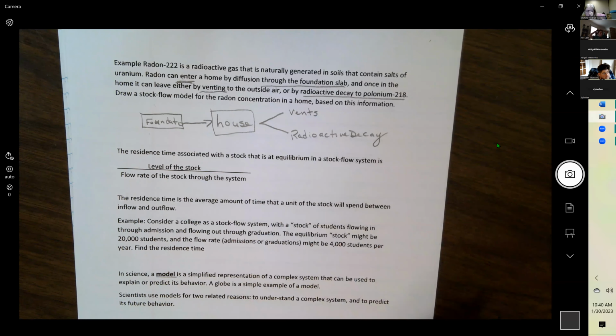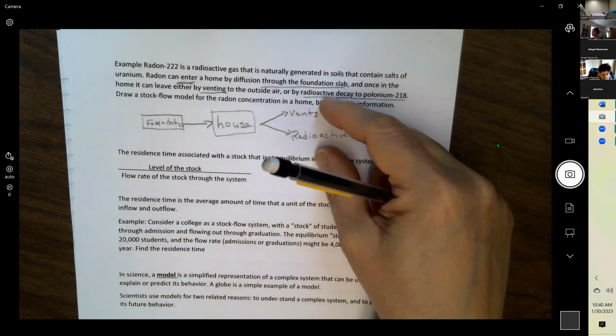But that would be a diagram. It doesn't have to be fancy and huge if you have to draw a diagram, just so you can see how it's traveling. So it's coming in at one spot and it's disappearing in two spots.